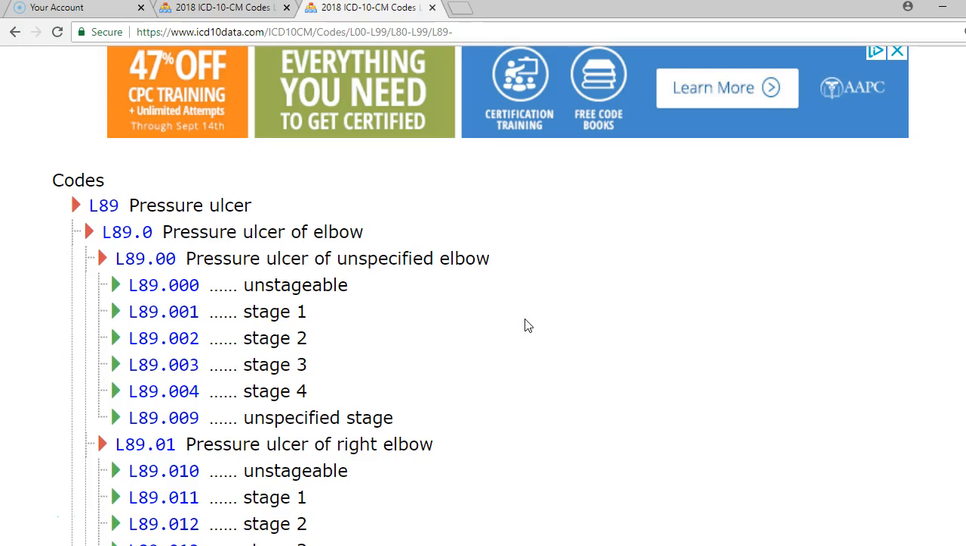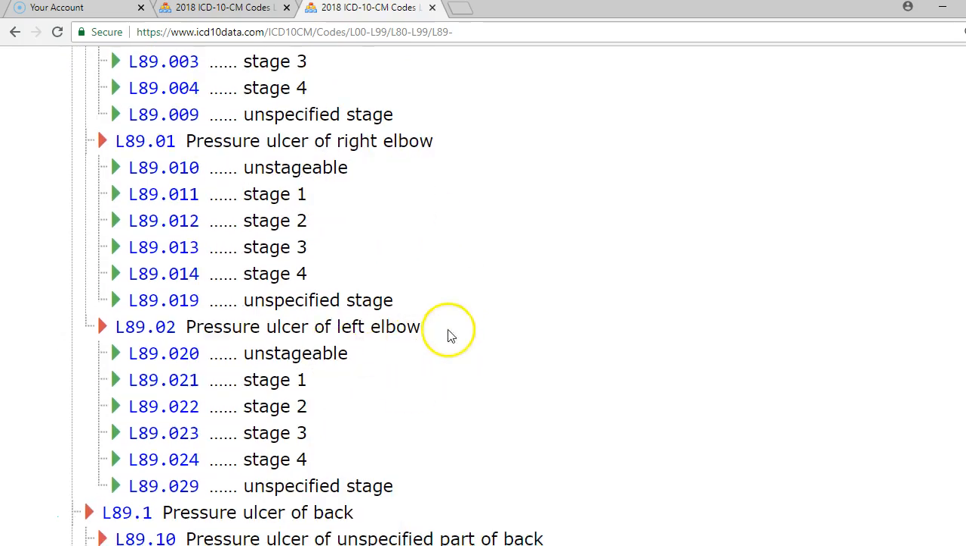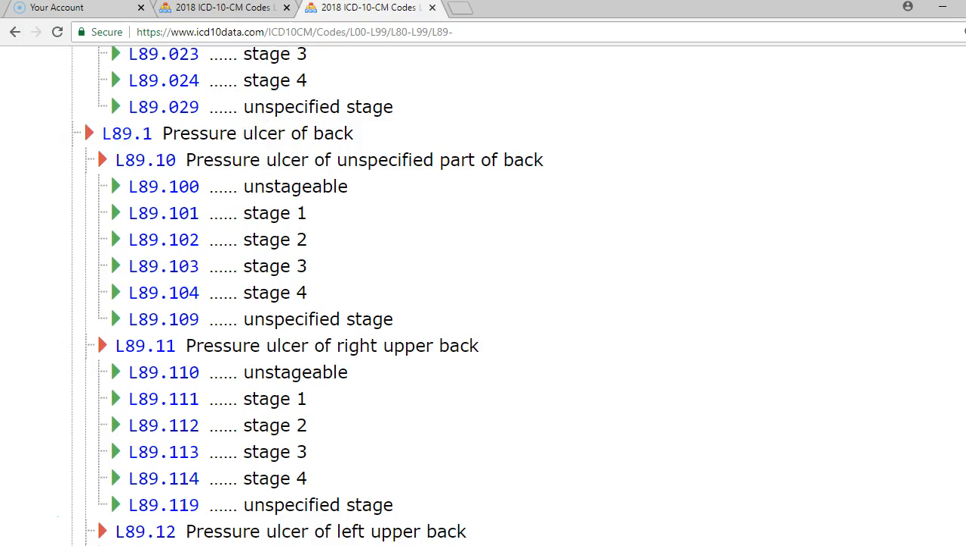And we're going to have this for both the unspecified part of the body, so like the unspecified elbow, then we're going to have codes for the right elbow versus the left elbow. And then we're going to continue down. And so again, we can see here when it ends with a 0, it's unstageable. We can't tell because of something that's on top of the pressure ulcer, like a burn, like a graft. Okay, versus 09 is the unspecified stage. Again, it ends with a 9 to let us know that we don't know. Unstageables, we can't tell. Unspecified is we don't know.